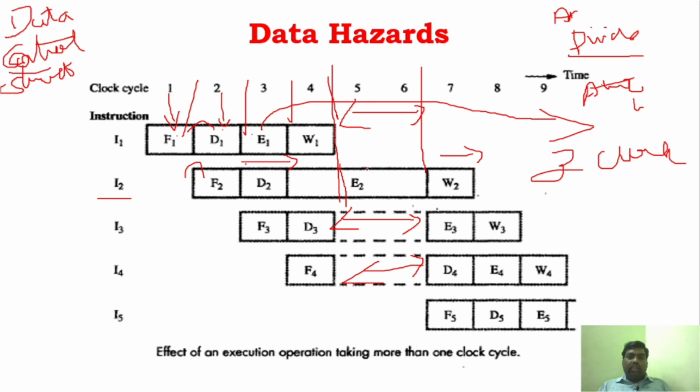Not only here, you can see, it not only halts this particular writing operation, it will also halt the first stage and the second stage. That is, the fetch instruction will not be able to get the new instruction, and the decode instruction will not be able to decode the next instruction, because all the operations will be completely halted here.